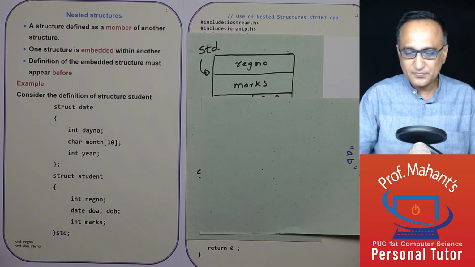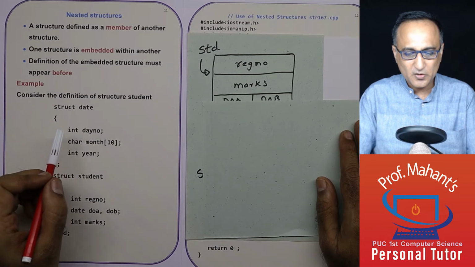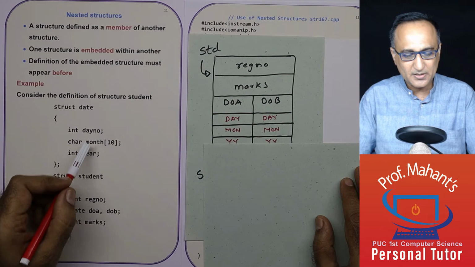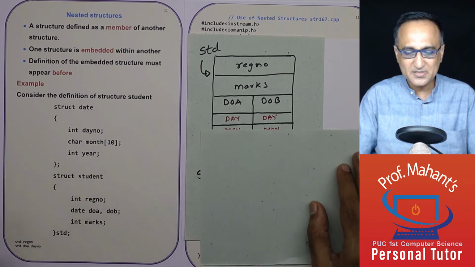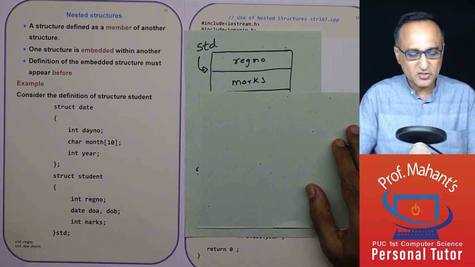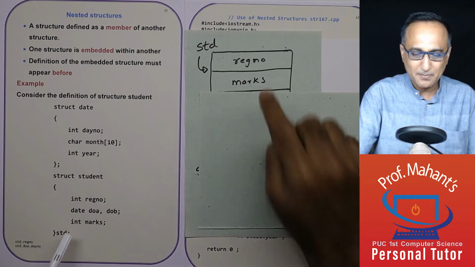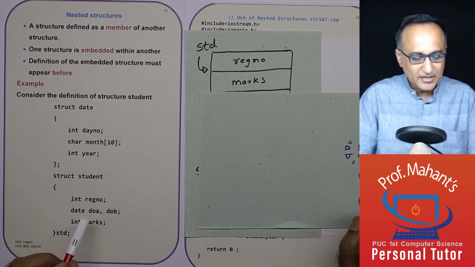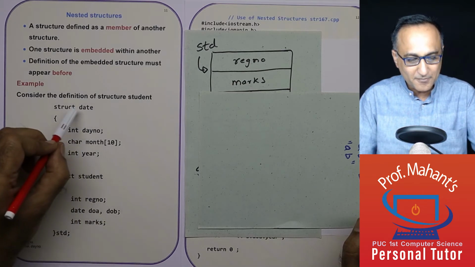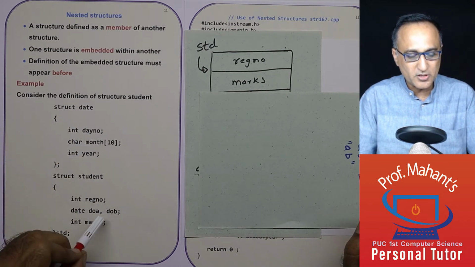So here it is. I have defined date as a structure. What does date have? It has day number, month, and year. These are the three items in structure date. Then I have defined structure student. What does it have? First, it has a register number and then it has marks. But then it has two members, date of admission and date of birth, which are of this particular type, which are actually these fellows substituted here.